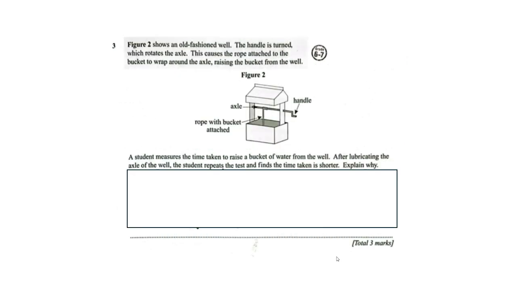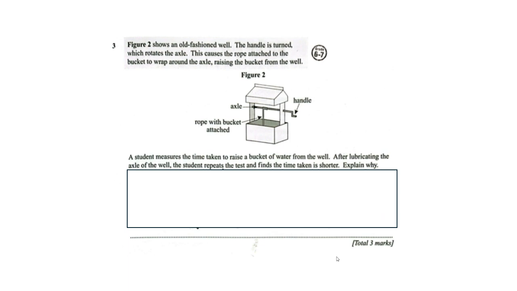Figure 2 shows an old-fashioned well. The handle is turned, which rotates the axle. This causes the rope attached to the bucket to wrap around the axle, raising the bucket from the well. The student measures the time taken to raise a bucket of water from the well. After lubricating the axle of the well, the student repeats the test and finds the time taken is shorter.